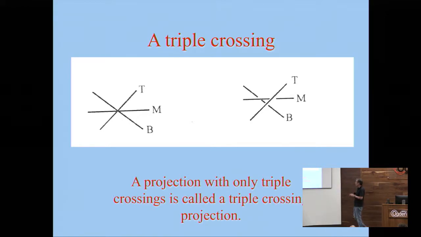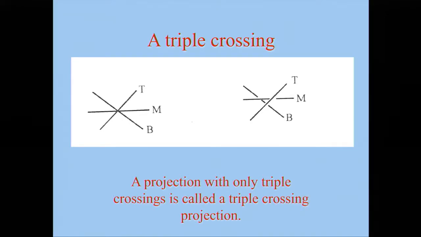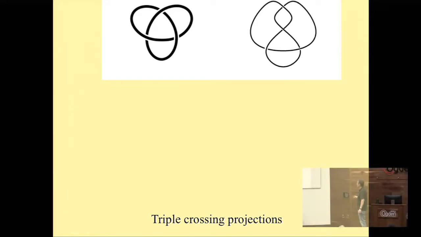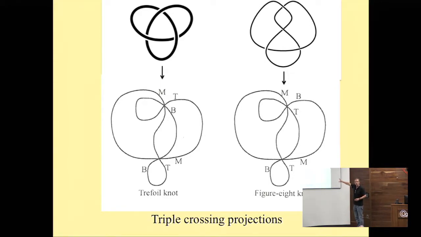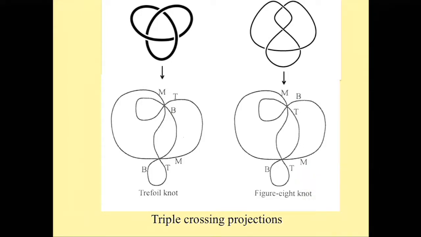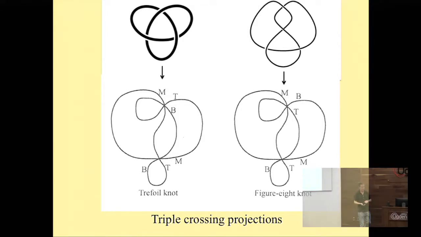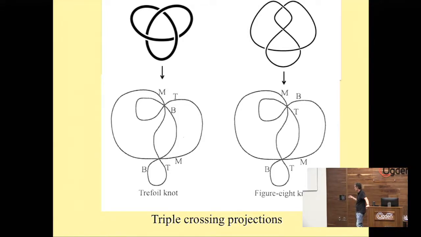And so we'll say a projection with only triple crossings is called a triple crossing projection, okay? So here are some examples. Trefoil knot, figure 8 knot. Here are their triple crossing projections. And you'll notice they look the same, which is kind of interesting. They both look exactly the same. The difference is on the bottom, it's hard to tell because the T goes right through. On the bottom, this one is a BMT. This one is also a BMT. But on the top, this one is a BMT, and this one is a TMB, okay? So they are actually different because of the way that the strands are labeled. So these are triple crossing projections of those knots.